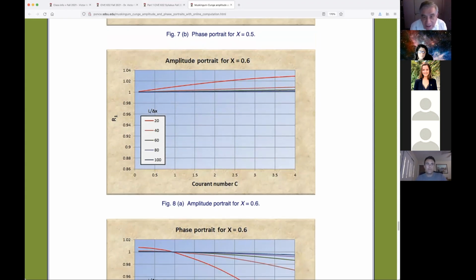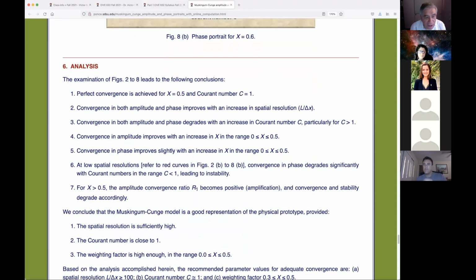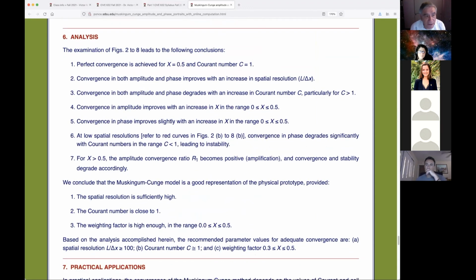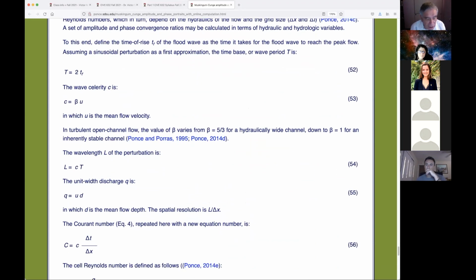You can see that. I didn't run 0.7 because it was not necessary, because nobody in their right mind is running Muskingum above 0.5. So we figured we could run 0.7. Okay, so that's the analysis, and now the practical applications, and I'm going to run it in here.